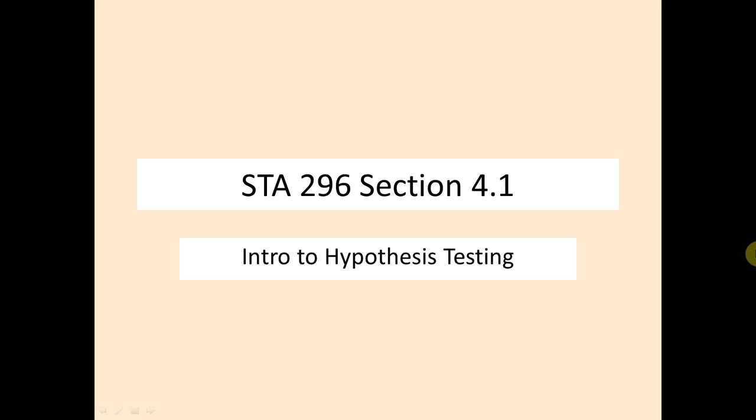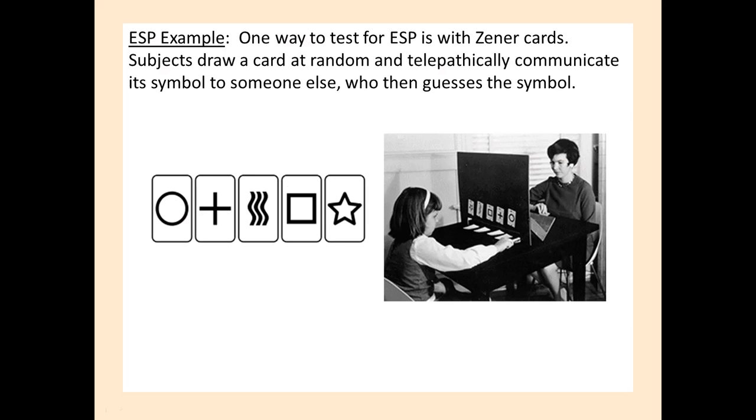There are several steps to hypothesis testing. Section 4.1 covers what you do at the beginning and the end, setting up the hypotheses and then coming up with a conclusion. Section 4.2 covers how you compute a p-value, which is essentially the middle part. A lot of this stuff would be very abstract without an example to work through, so that's what this ESP example is for, just to have some concrete pieces in here.